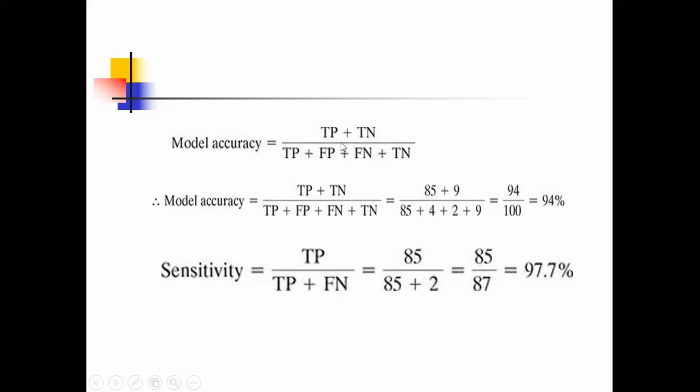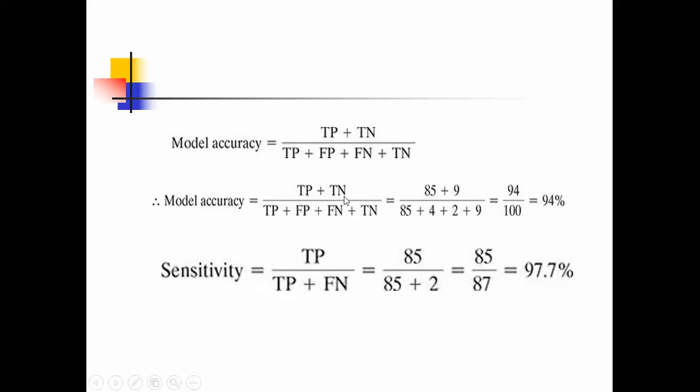So how are you going to calculate the accuracy? Based on the confusion matrix. In the confusion matrix we calculate how many are true positives and true negatives, divided by the total number of cases. The combination of TP plus TN is the total number of correct predictions, divided by the total number of predictions: TP plus FP plus FN plus TN.